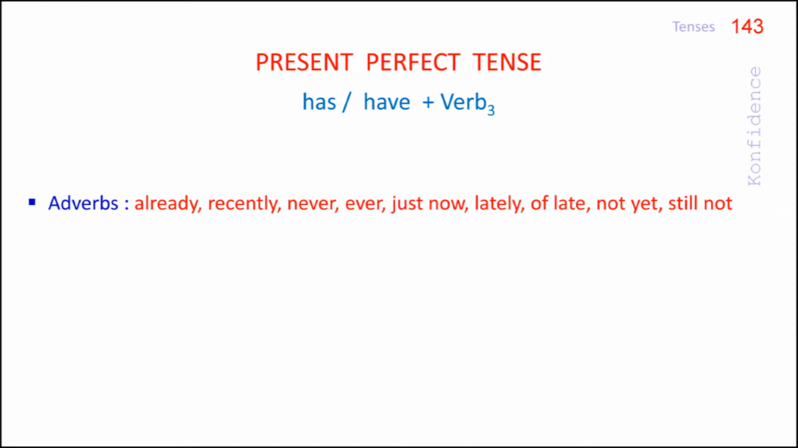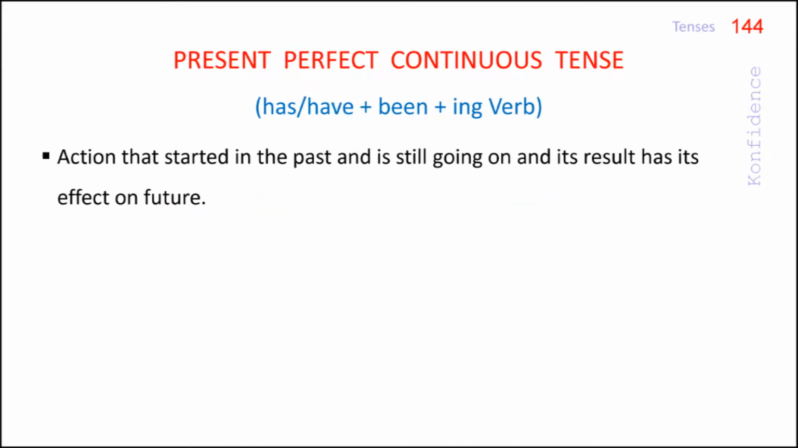Adverbs like already, recently, never, ever, just, now, lately, of late, not yet, still not are generally used to denote this tense. Now, present perfect continuous tense. This tense is used to indicate an action that started in the past and is still going on, and its result has its effect on future as well.